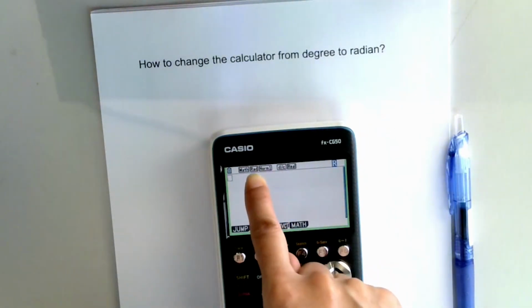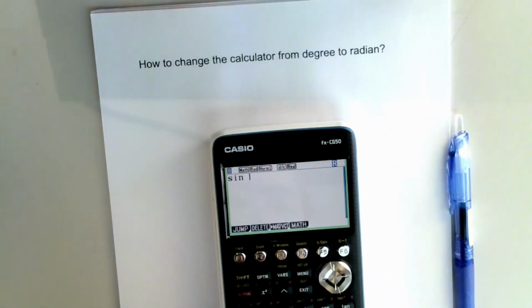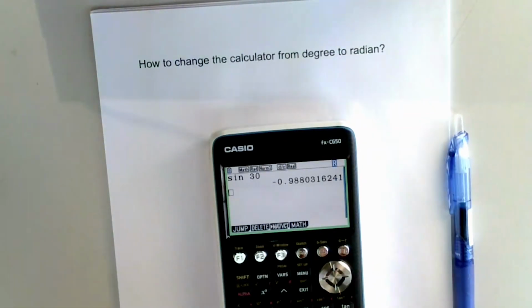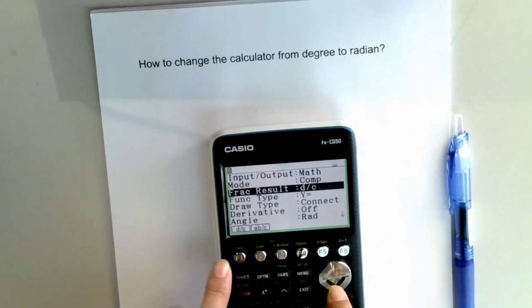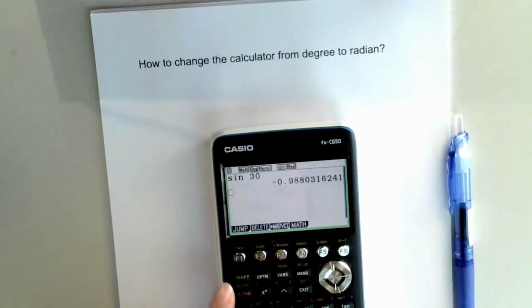Now this is radian. So if you input sine 30 degree, it gives you a wrong number. So if you want 30 degree, you change it back to degree, sine 30. That's half. All right? For some of you, sine 30 is already in your brain, so it doesn't really matter. That's fine.